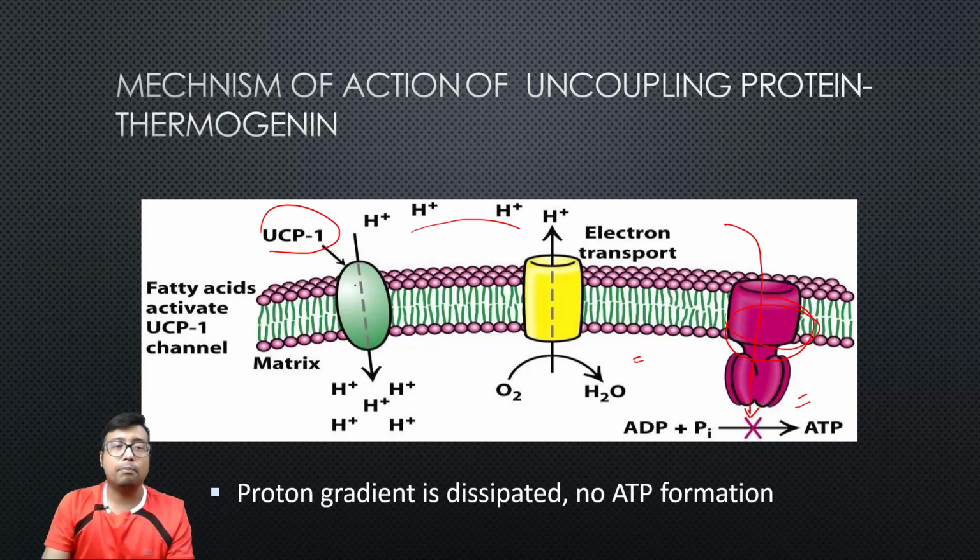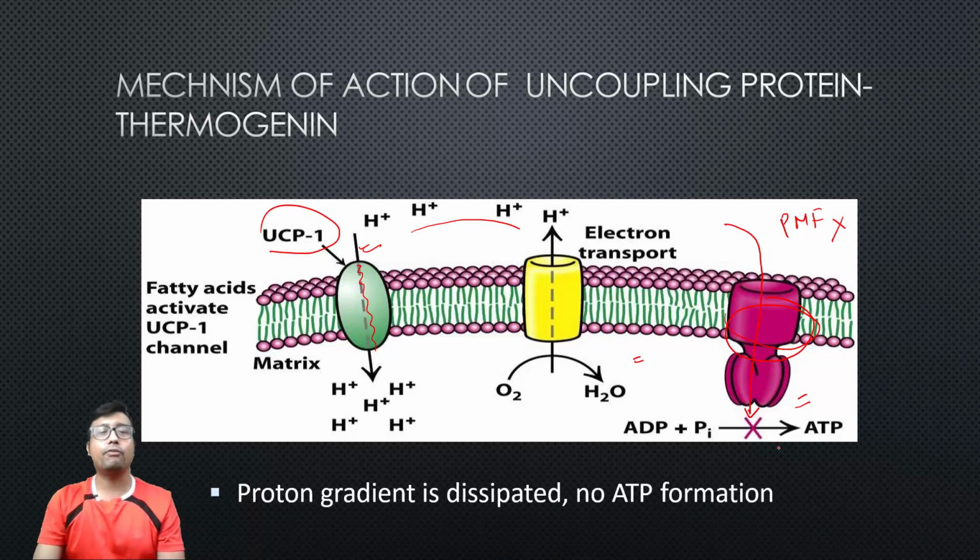But these uncouplers are ionophores. Ionophores act as specific ion channels, and in this case they simply allow H+ to travel through them instead of through ATP synthase. So there is a lack of proton motive force, PMF, and the chemiosmotic hypothesis totally fails, and so there is no production of ATP. Mind you, the electron transport continues.